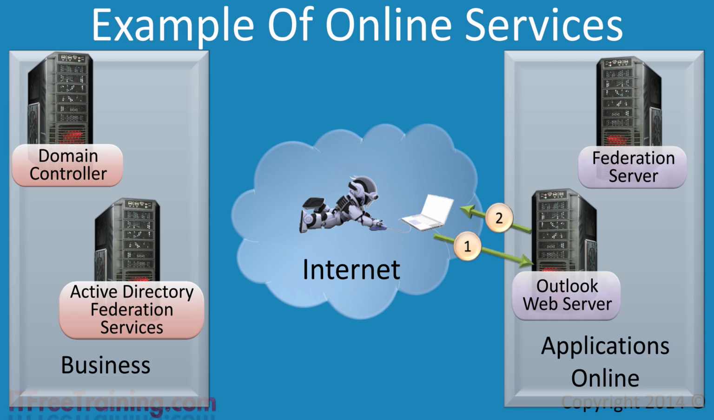In order to get this authorization, the user will then contact the Federation server. The Federation server will also respond back saying it does not know who the user is. You need to give me a claim stating who you are and what you would like access to. In order to get this claim, the user will then contact their Federation server. The Federation server will require the user to be authenticated, so the user will contact a domain controller in order to be authenticated.